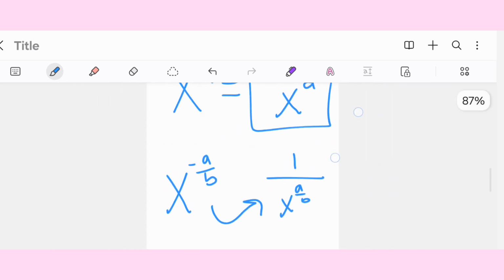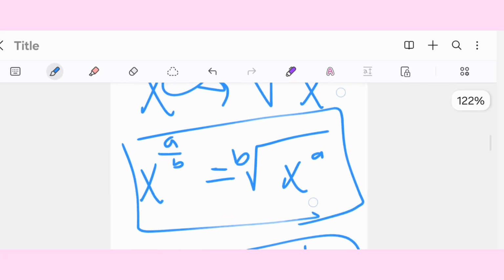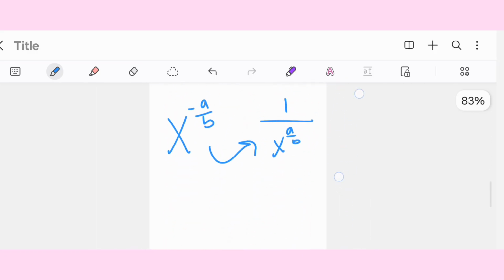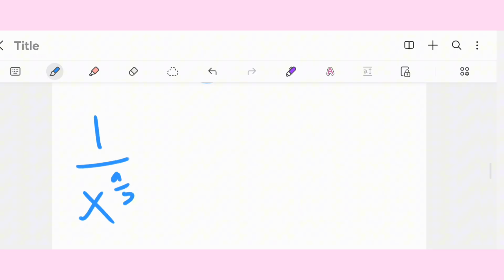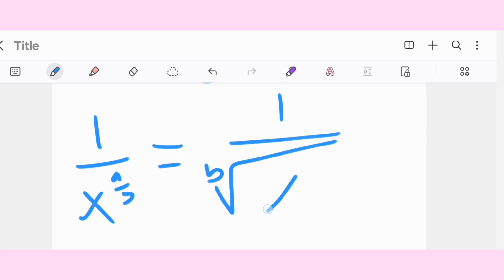Now, we also know from this first rule right here that we can simplify this even more. This now is going to become, we're going to say bye to the b, and it's going to go outside the radical, 1 over the b root of x to the a power.